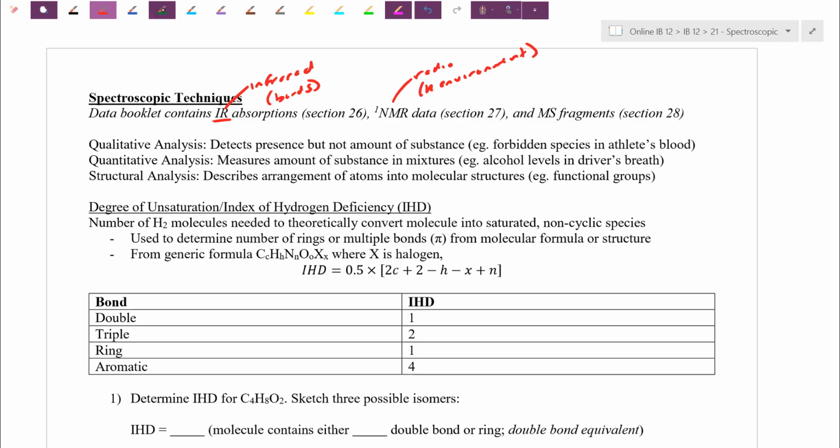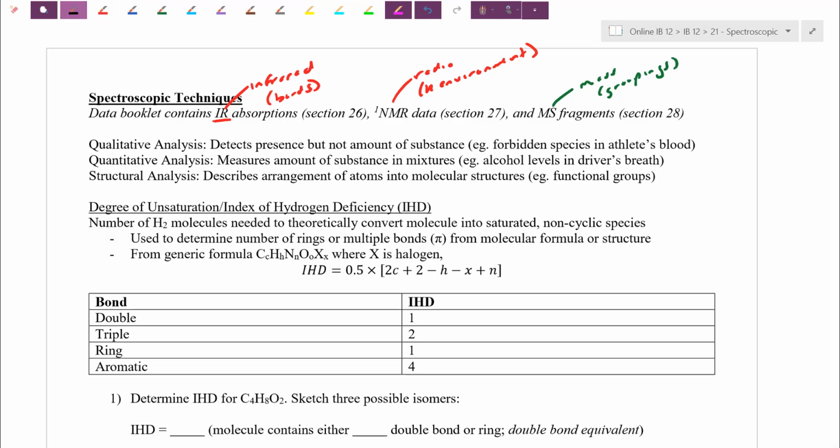And then today we're going to do more so the mass spectral fragments. With this one I'm going to bombard the molecule and get fragments. I'm going to be able to find things like molar mass, and I'm going to be able to find different groupings from the MS. And in our data booklet, section 28, you actually have some examples of them. Okay, so just a brief introduction as we go through here.